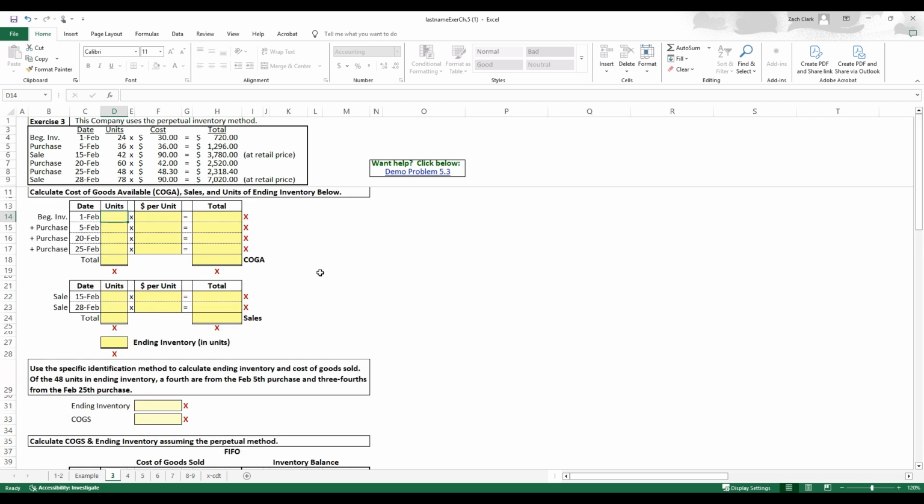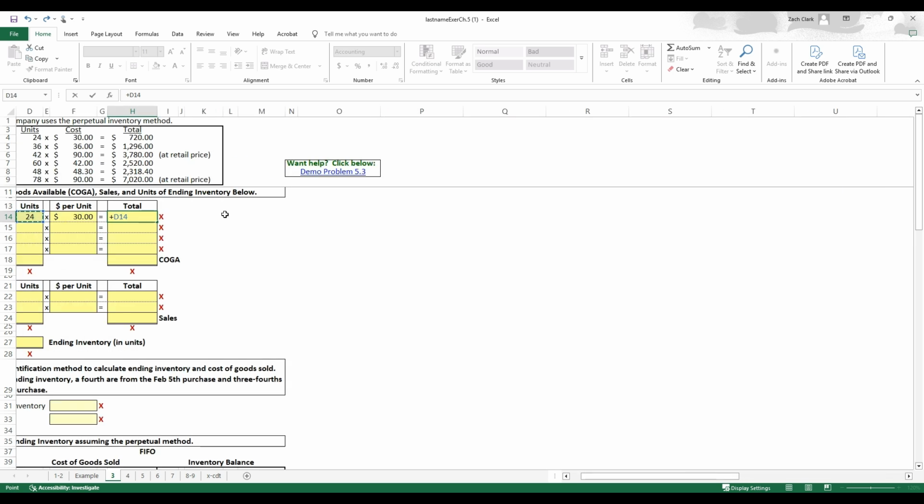Okay, so the first thing we're going to want to do is go through and input all of the information from above. We're basically separating that into the cost of goods available for sale and then the sales portion. So we've got 24 units, pulling this information from above, times $30 per unit, and we're just going to multiply those together.